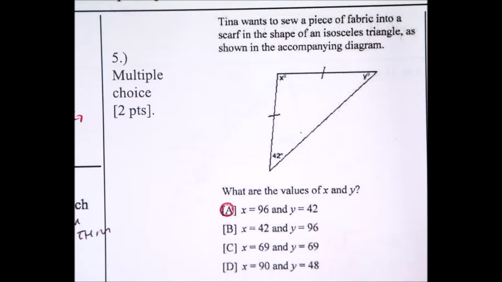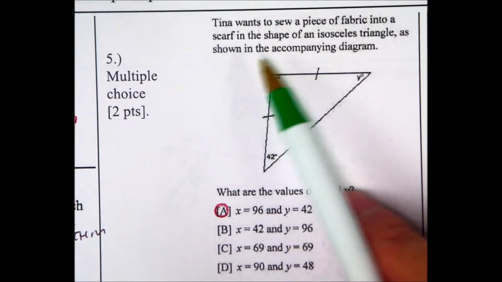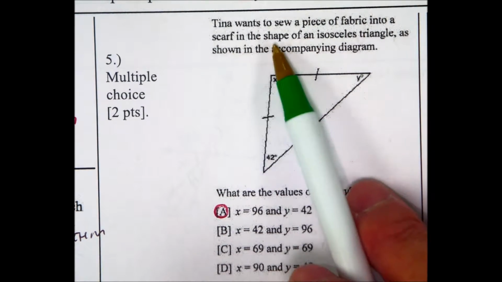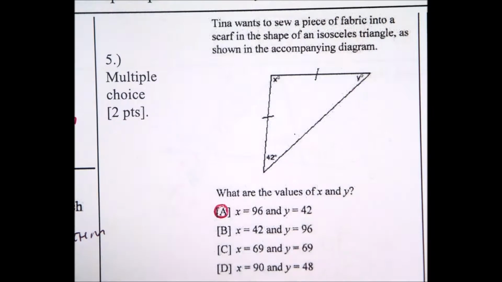Okay? Alright, question number 5. Tina wants to sew a piece of fabric into a scarf in the shape of an isosceles triangle. There's the word isosceles triangle again.